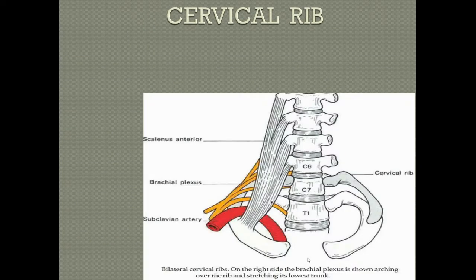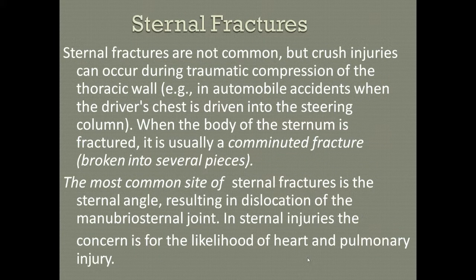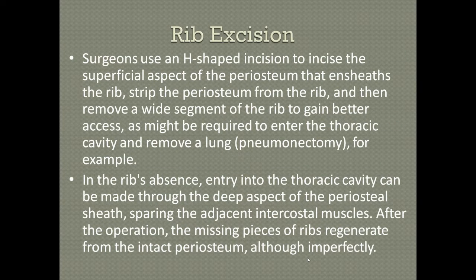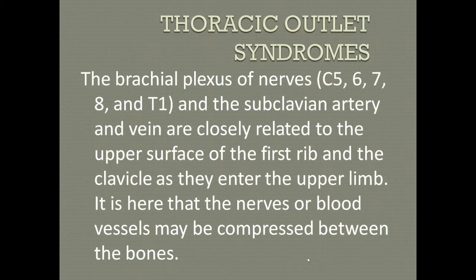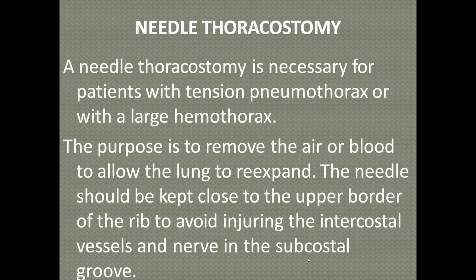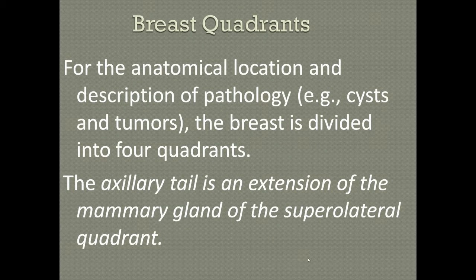And we have discussed the cervical rib and flail chest, sternal fracture, median sternotomy, sternal biopsy, rib excision, thoracic outlet syndrome, dislocation of the ribs, intercostal thoracostomy, and penetrating injuries of the diaphragm. Now we will discuss the breast pathology. So whatever clinical pathology of the breast we will study here.